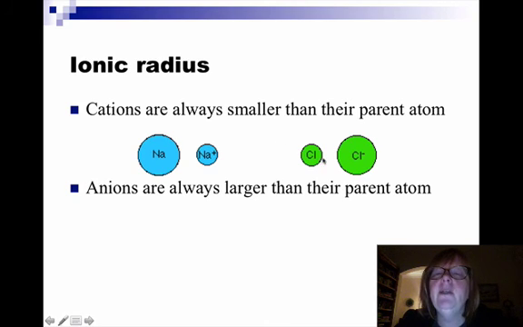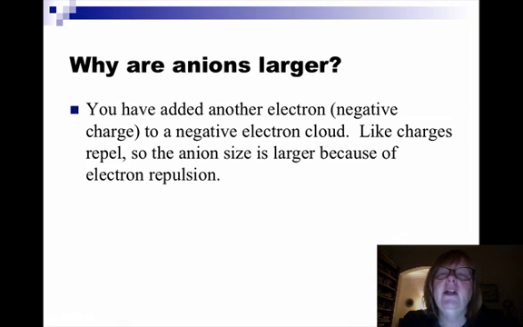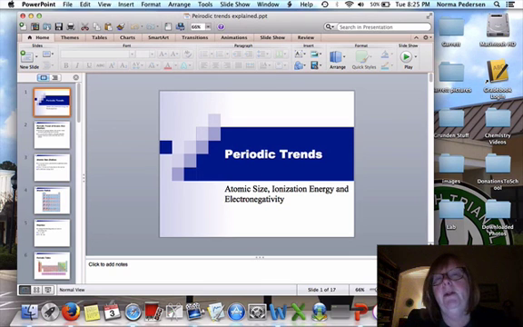And anions are when you've gained electrons, and when you gain an electron, it increases in size. So anions are always larger than their parent atom. Again, cations are smaller because they've lost a valence shell. Anions are larger because you've added yet another negative electron, and like charges repel one another, so the anion is larger because of electron repulsion.